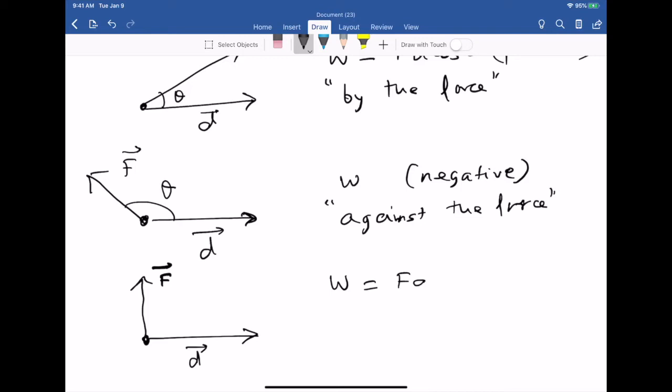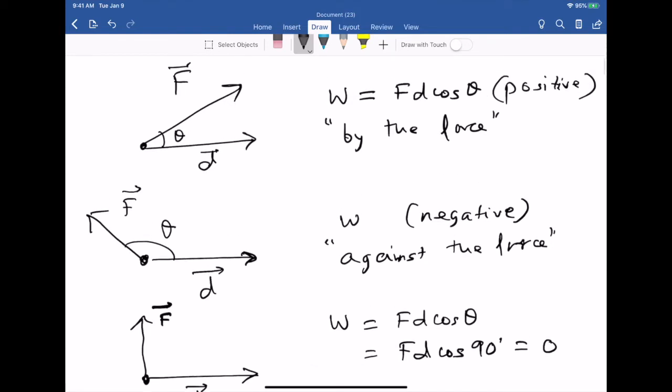Work is F d cosine theta. In this case, it's going to be F d cosine 90 degrees, which is 0, as you know. So in that case, no work is done. So if the force and the displacement are at right angles, then the work done is 0, right?